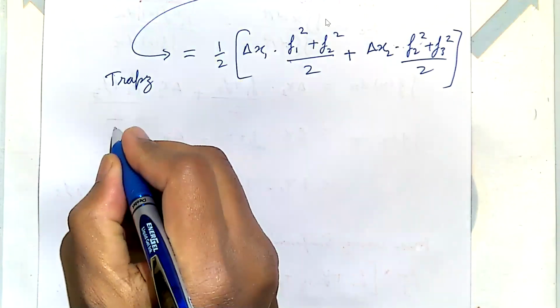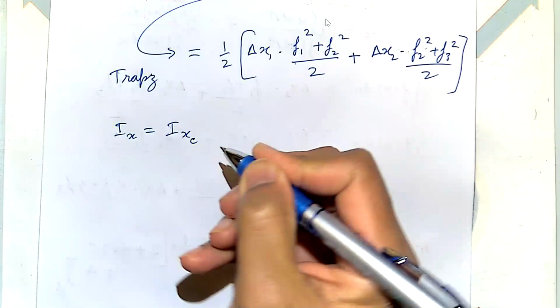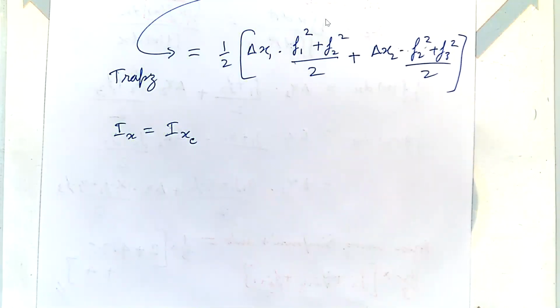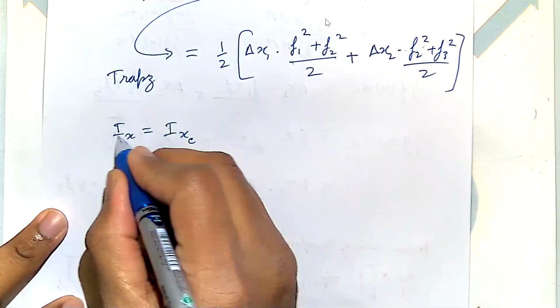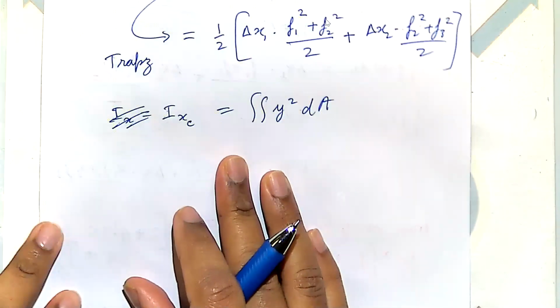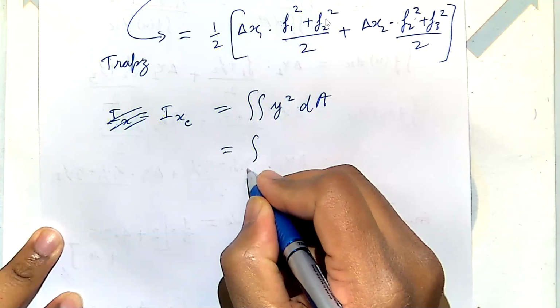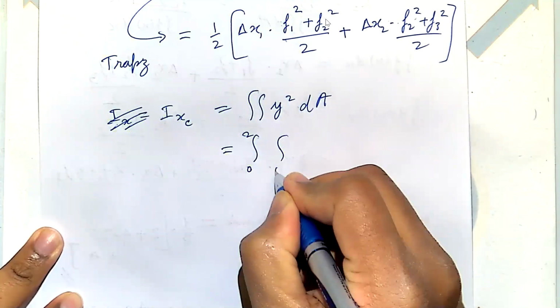So I use the parallel axis theorem. So Ix, which I call IXC, the centroid. Let me go back here. Okay, so that's the integral of y squared dA, and double it, and then it's the integral of 0 to 2, the integral of 0 to f of x, y squared dy dx.